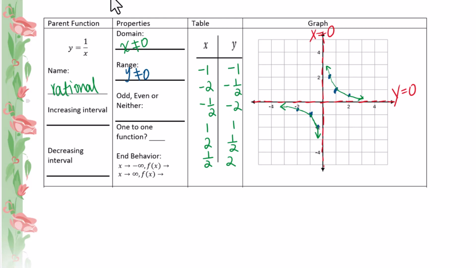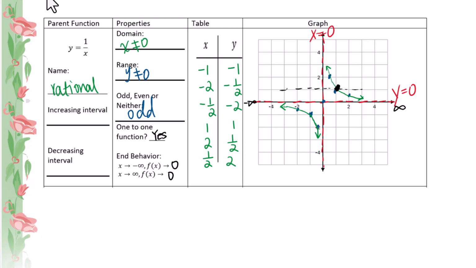Since the graph is symmetric about origin, it's an odd function. When we draw any horizontal line, we got only one intersection. This is a one-to-one function. X approaches negative infinity, f of x approaches 0. When x approaches positive infinity, f of x approaches 0.